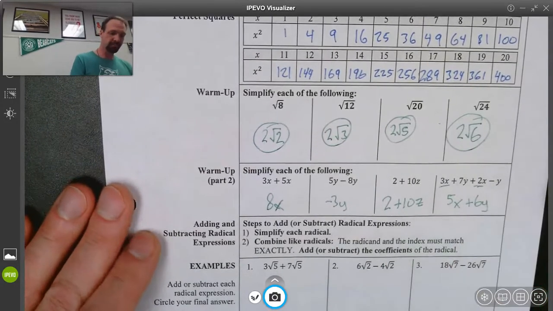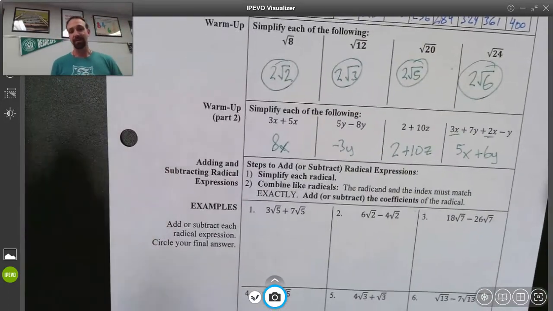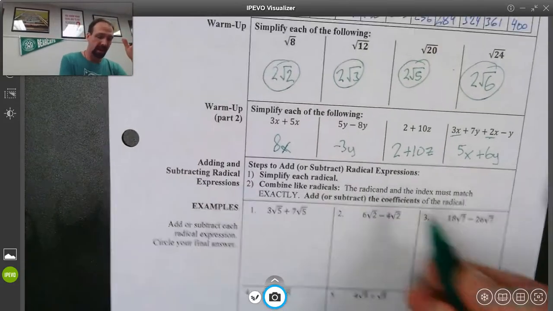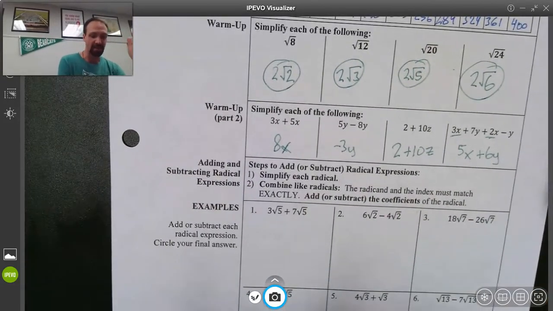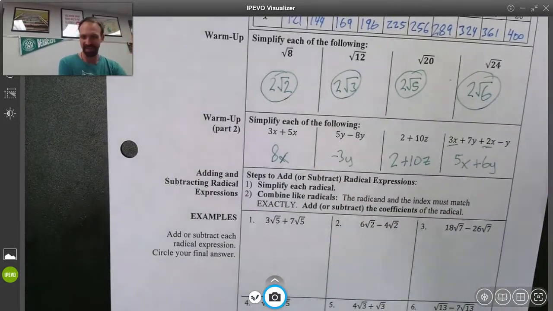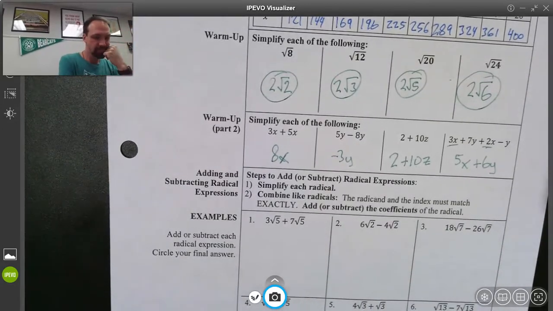There we go. Now that we have those, we can talk about what we do when we add and subtract radical expressions. You can only do it if the radicand and the index match exactly, similar to when we have these variables here. It's not exactly the same because they're different concepts, but it's similar. And then you just add or subtract the coefficients.